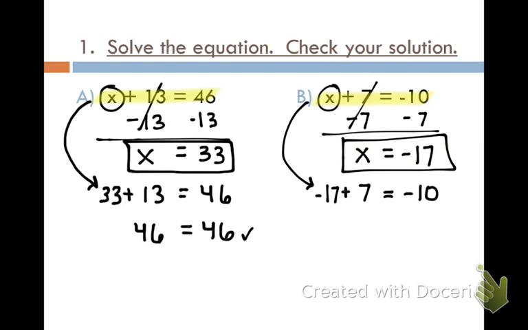Okay, so now let's do this side over here. What is negative 17 plus 7? Negative 10. Negative 10 on the left side. Bring down your equal sign. Bring down the other negative 10 that you had right there. Does negative 10 equal negative 10? Yes. Give yourself a mini check mark.